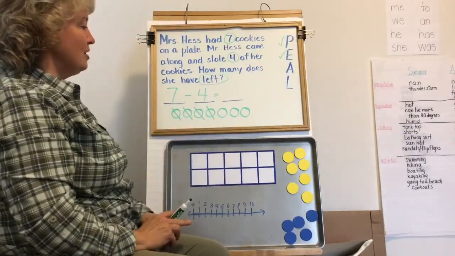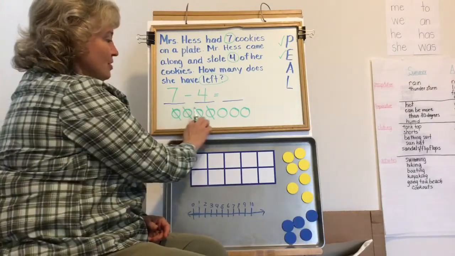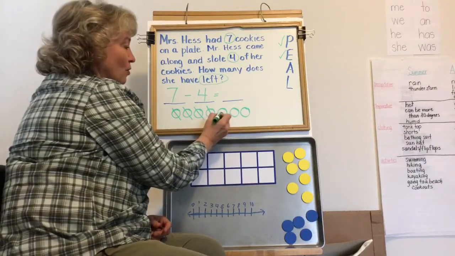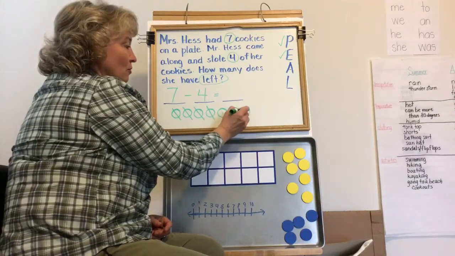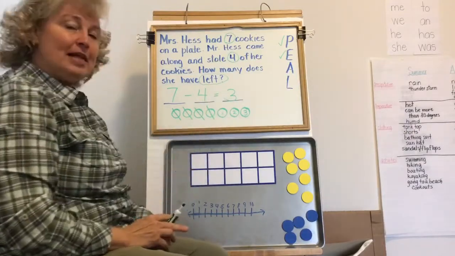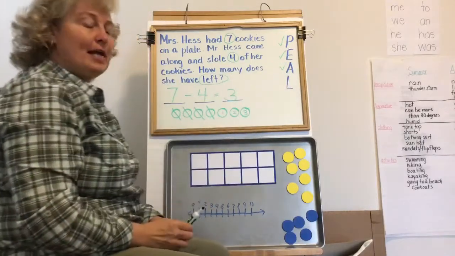All right, so my answer. So let's go through and see what my answer is. Let's check it. All right, so we had our 7. We took 4 away. How many are left? 1, 2, 3. All right, so that's my answer. But let's check my answer just to make sure that I got it right.